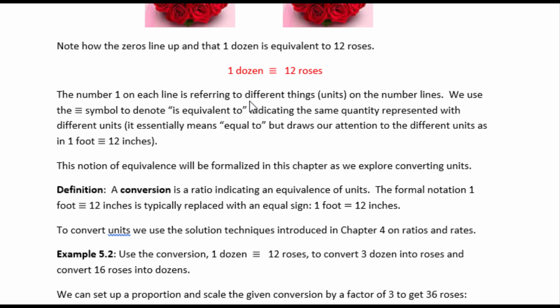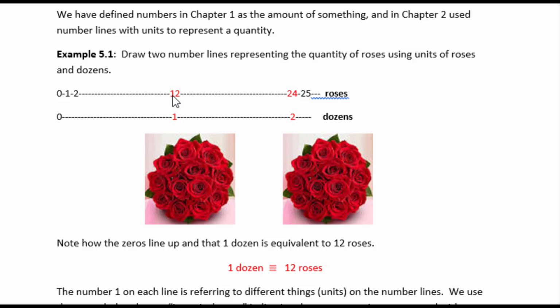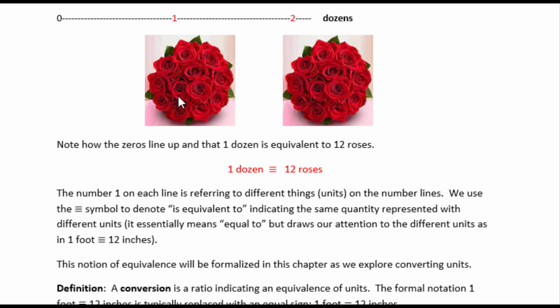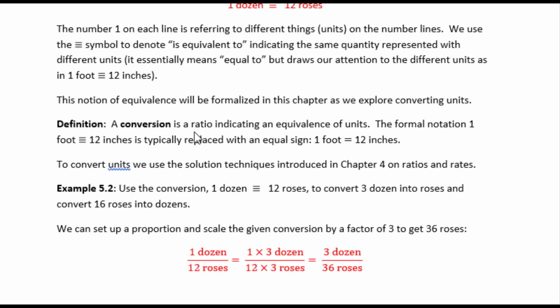So the number 1 on the number line represents different things. It represents 1 dozen, or it can represent 12 roses. A conversion is a ratio indicating an equivalence of units. For instance, the formal notation 1 foot is equivalent to 12 inches is typically written with an equal sign. We're going to be converting units in this section. To convert units, we use the solution technique introduced in Chapter 4 on rates and ratios.